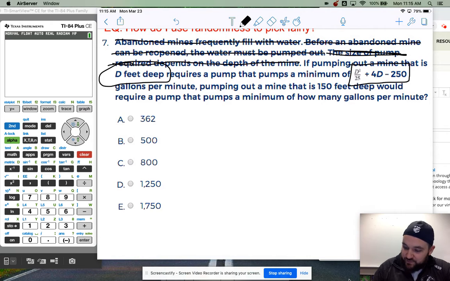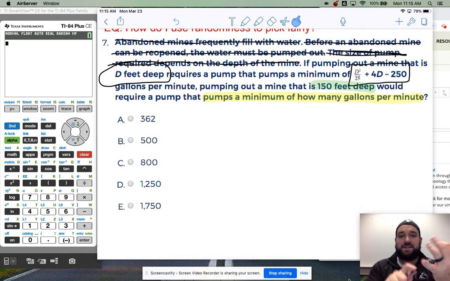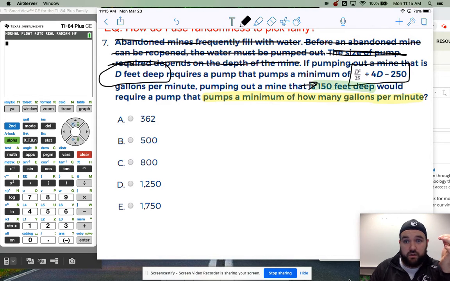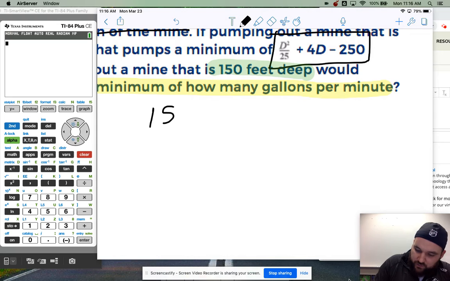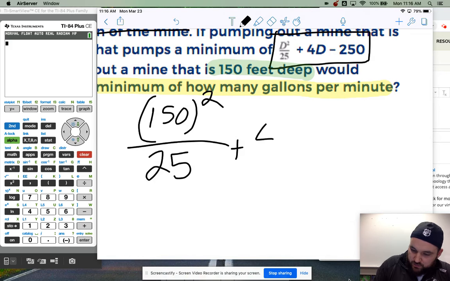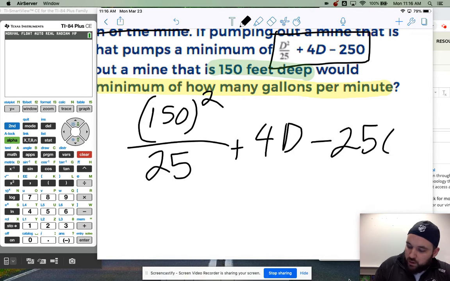Pumping out a mine that is 150 feet deep would require a pump that pumps a minimum of how many gallons per minute? It's such a ridiculous question. But basically what we're going to see is if we know that D stands for the depth of the mine and we are given a depth of 150, it's fair to guess at least that we need to plug in that number. So we have this expression D squared over 25. All I'm going to do is plug in 150 because that will tell me how powerful of a water pump I need to get the water out of this mine.